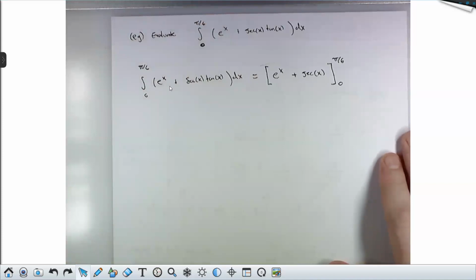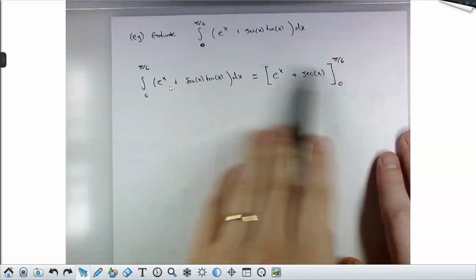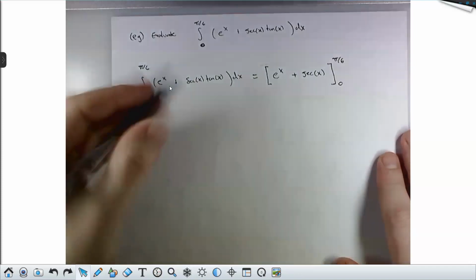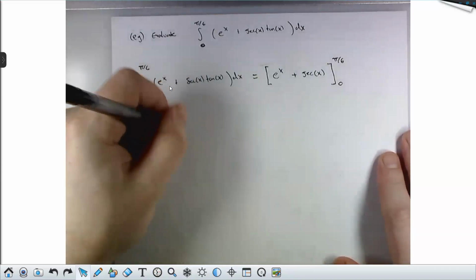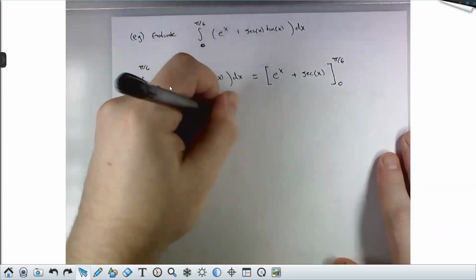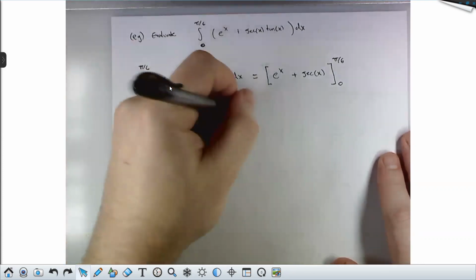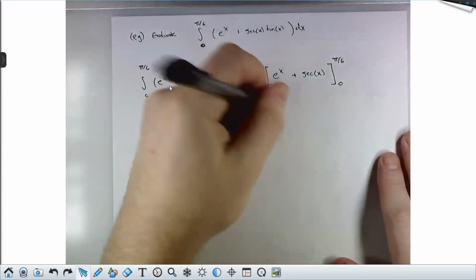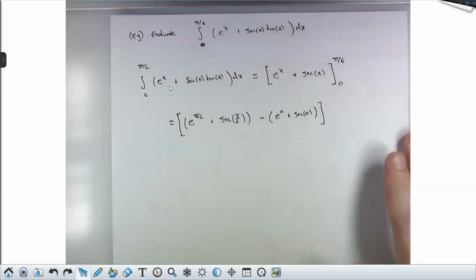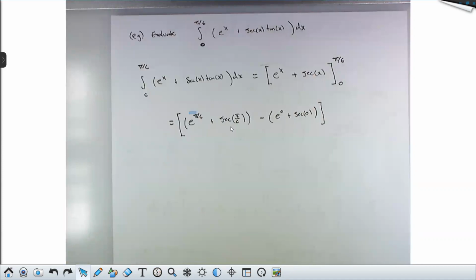Now, when we do this, we want to think of this thing as a single chunk. We're going to need some parentheses as we evaluate. We're going to plug in the pi over 6 to both of these. And then we're going to subtract from that what we get when we plug in 0 to both of these. So I would write that like this. This is (e to the pi over 6 plus the secant of pi over 6) minus (e to the 0 plus the secant of 0). And notice that I put each of those instances in their own parentheses. Without that, this negative won't distribute and things will come out incorrect.